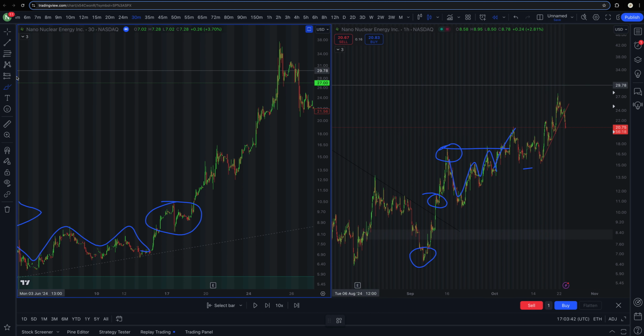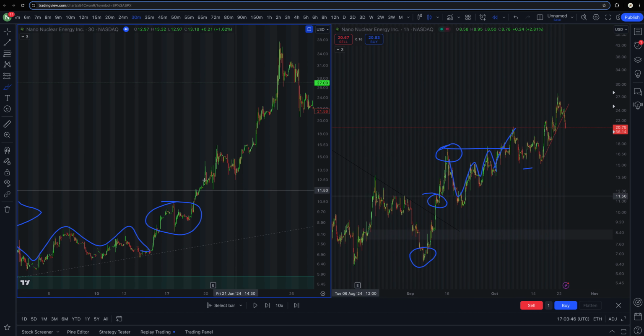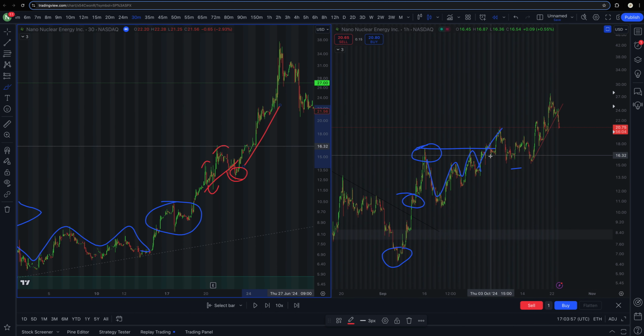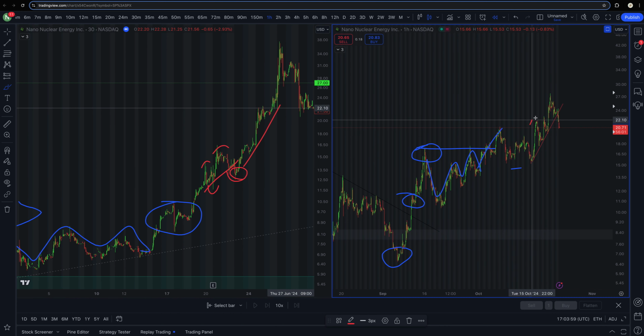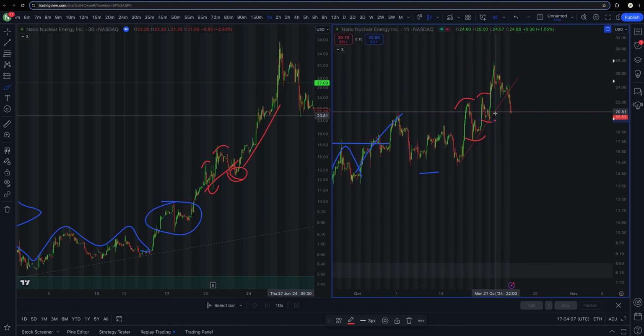So I'm going to highlight this, make it red so you can differentiate them. So we do boom, boom, form this trend line, and then we have boom, and then final bottom here before breaking out. And that's the same thing as this. We have boom, boom, this bottom, and then we break out.